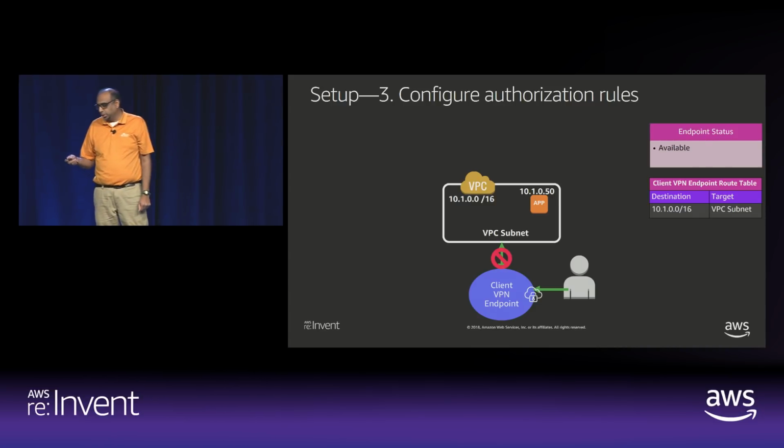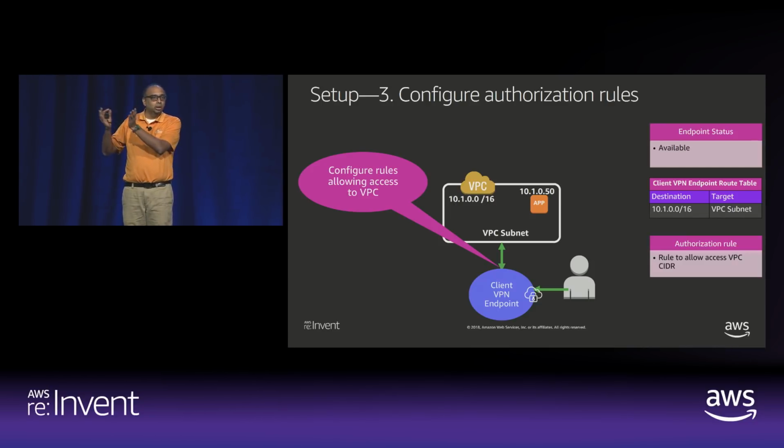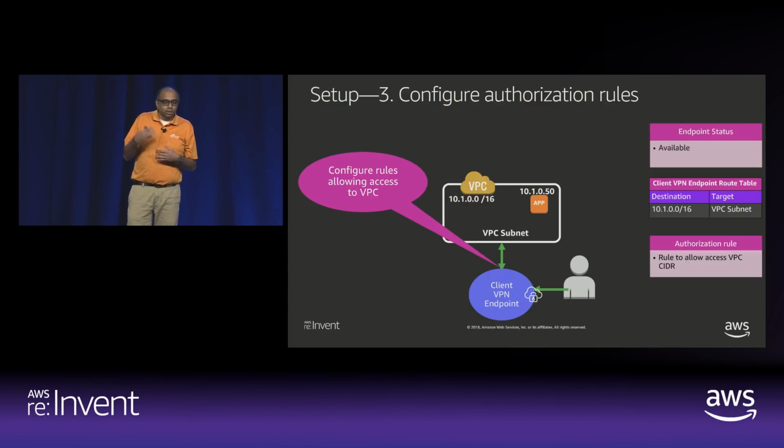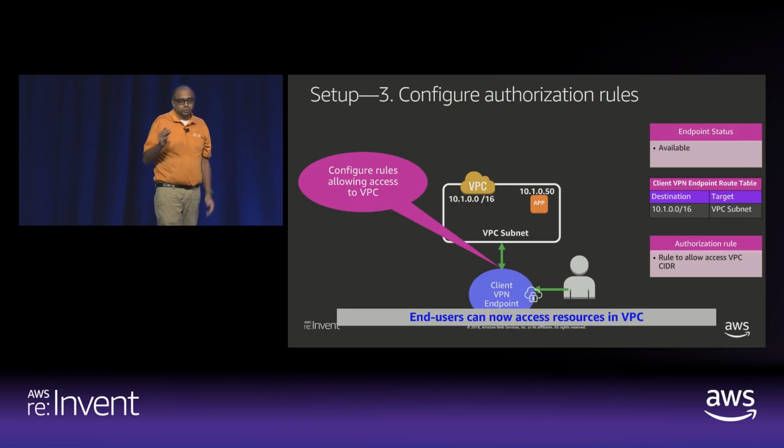The way you do this is you configure an authorization rule. It's going to look like this: for network 10.1/16, which AD group do I want to allow access? Now, if you're using mutual auth, you don't have AD groups, so you can say 10.1/16, allow all. At that point, you're going to allow access for all users. So at this point, your end users can now access resources in that VPC.